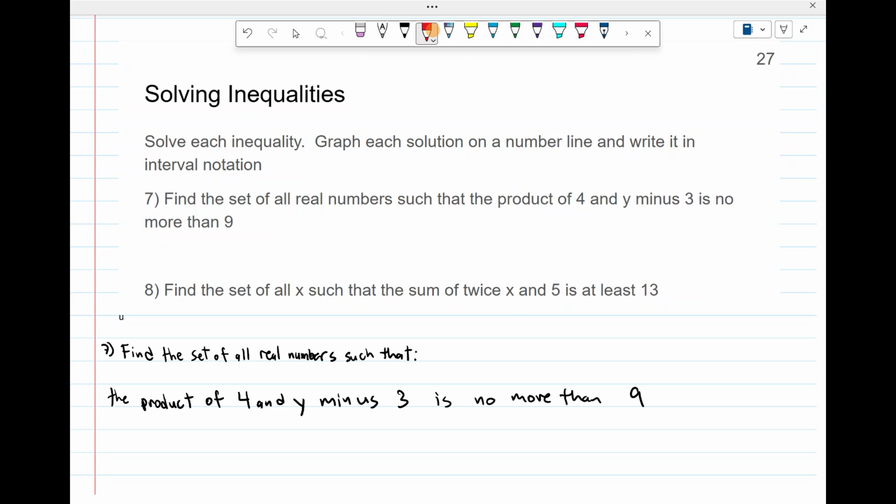Now I start to translate. The product of 4 and y minus 3 is no more than 9. So I'm going to start with the first phrase, which is the product of 4 and y. That is its own thing, right? So remember, product means we multiply. So the product of 4 and y literally means 4 times y. And I have translated that part. Let's go to the next part. Minus 3. That should be fairly simple, means minus 3, written out like so.